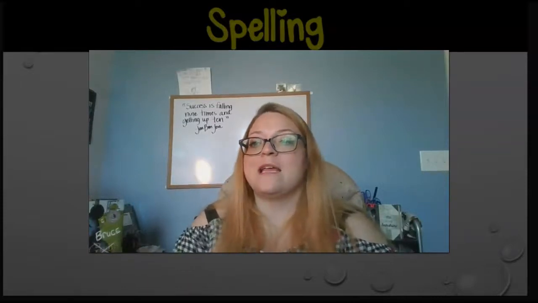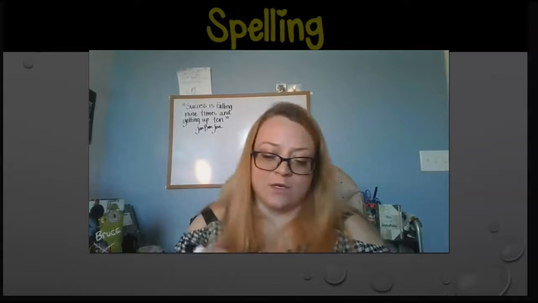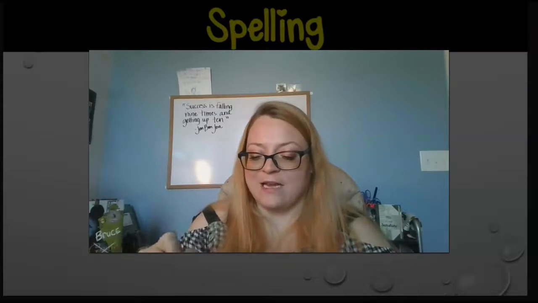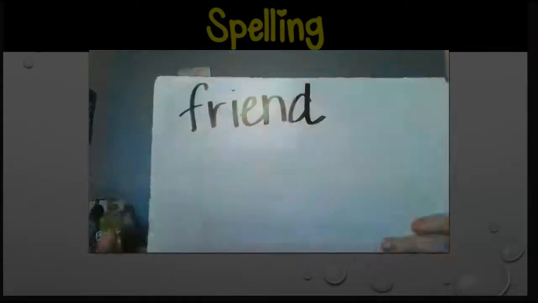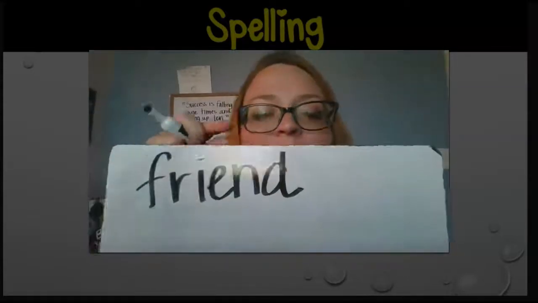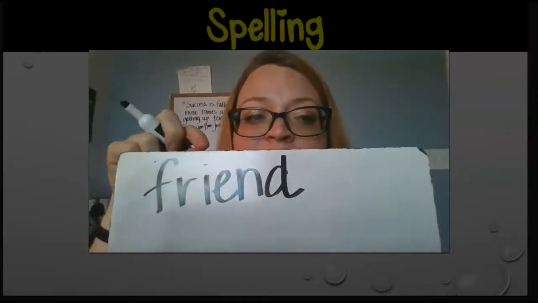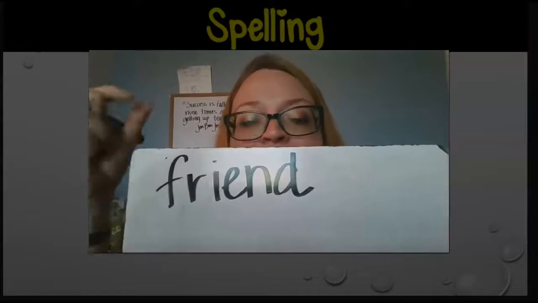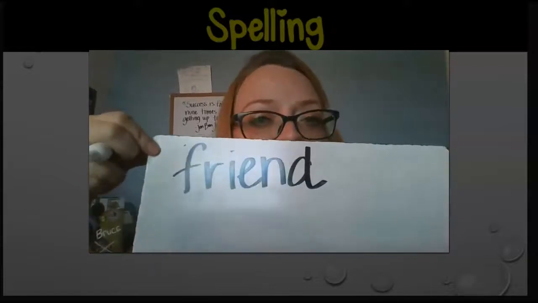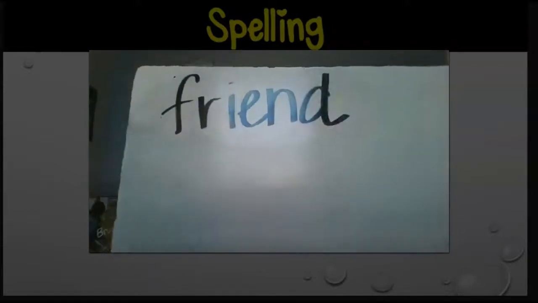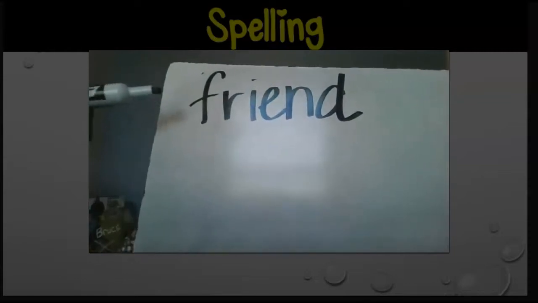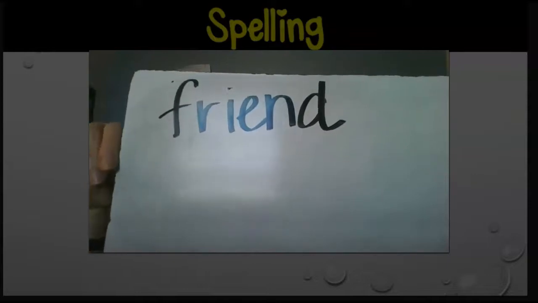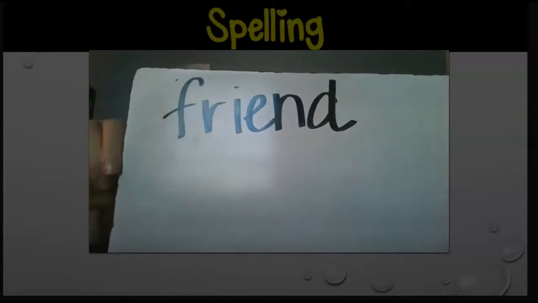Our next word is friend. What's the word? Friend. Friend is kind of a weird one because we have I-E making the sound, but that's not how we normally would spell the sound. So this one's a little bit tricky. You'll just kind of have to remember it. All right, spell it. F-R-I-E-N-D. Write it and spell it.